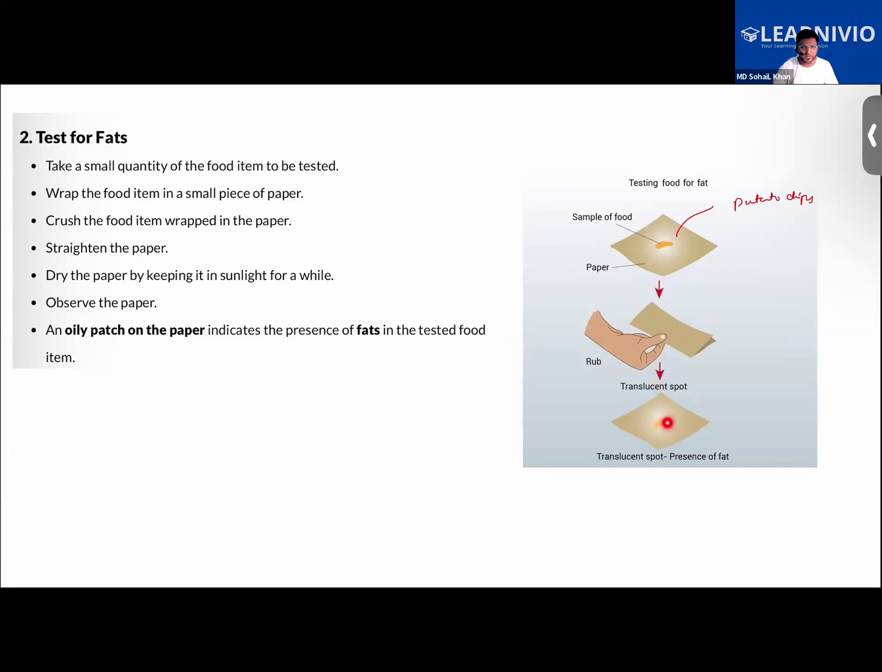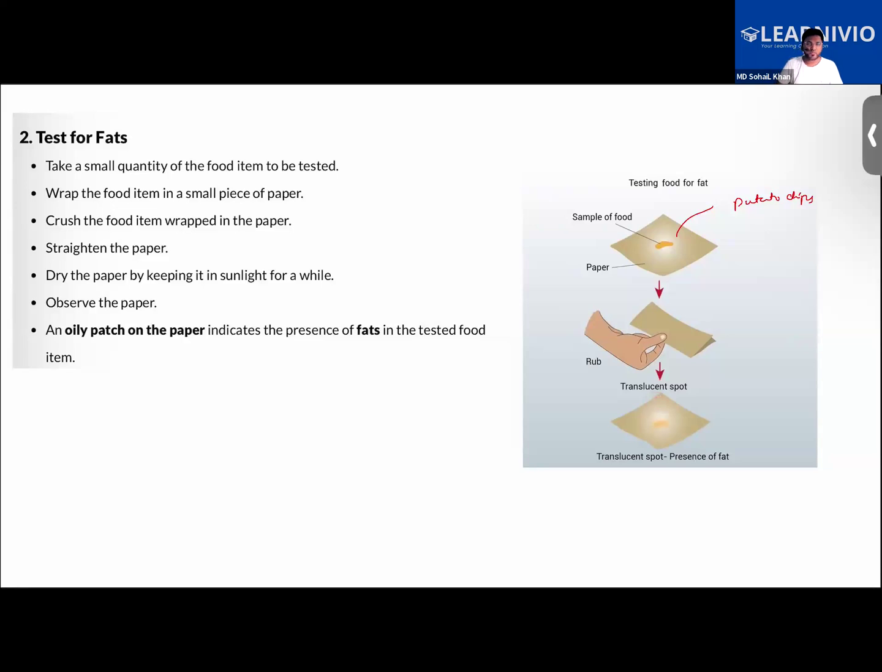Then we will dry that paper in the sunlight for some time. Now we will observe that there will be an oily patch on the paper through which light can partially pass. So we have made this into translucent paper now. Translucent paper will allow a partial amount of light to pass through it.